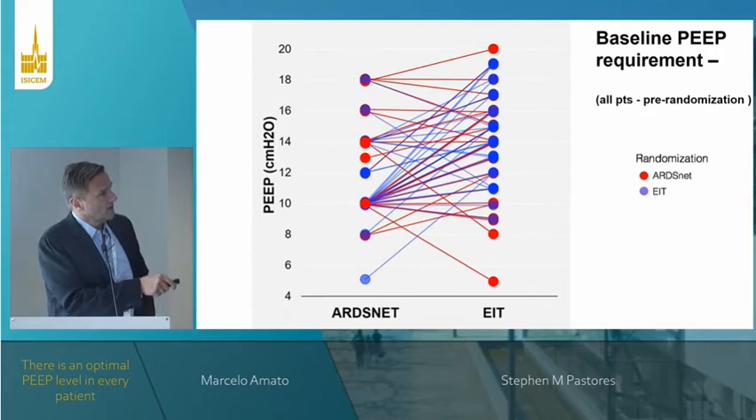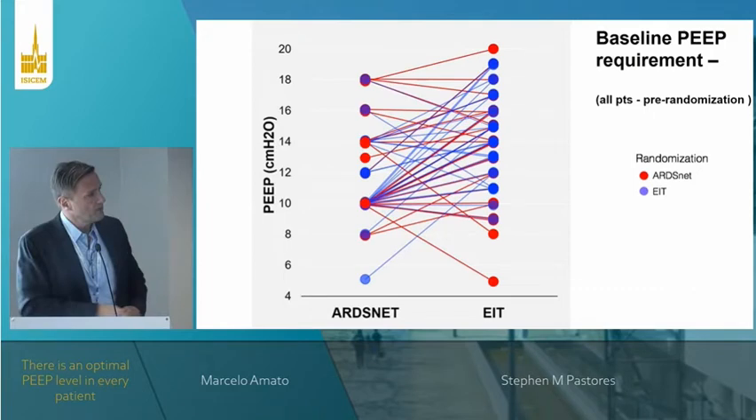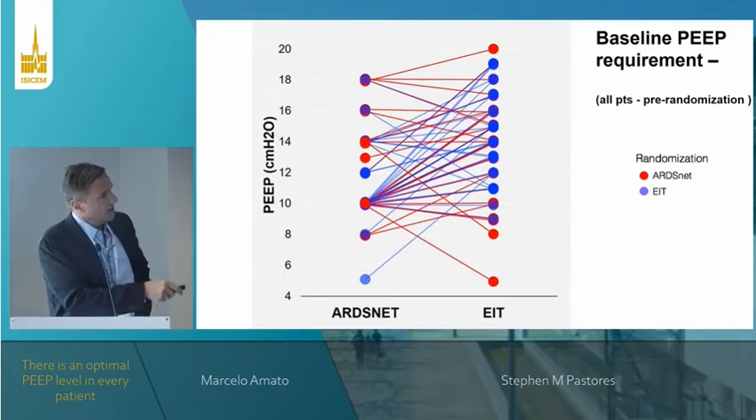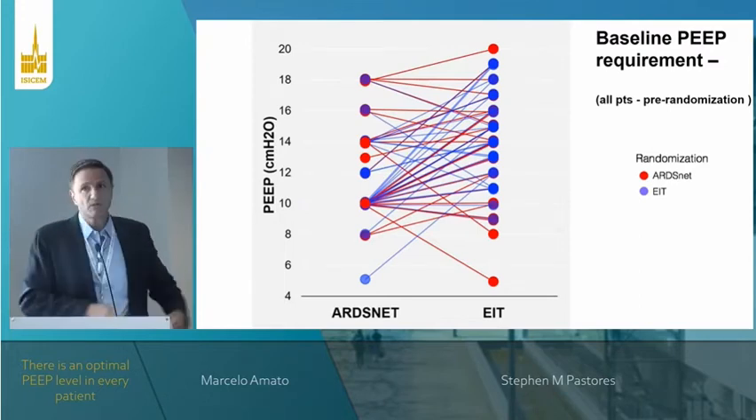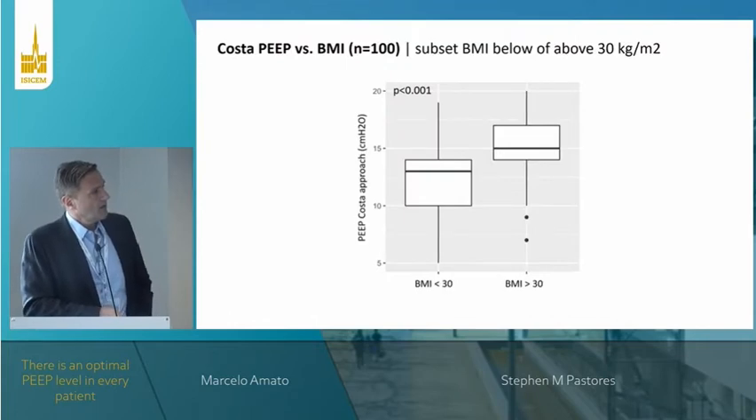So this is the approach in which we follow oxygenation based on the ARDSNet table. And then this is the physiological approach trying to match this precise PEEP. You can see that in some patients, I have to increase by almost 10 centimeters of water, and in some other patients, I have to decrease by more than 10 centimeters of water. And certainly in obese patients, I need more PEEP.